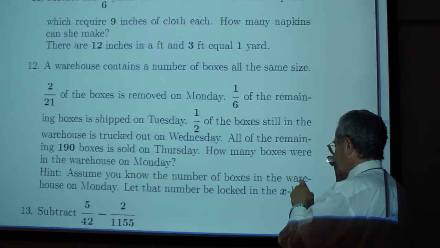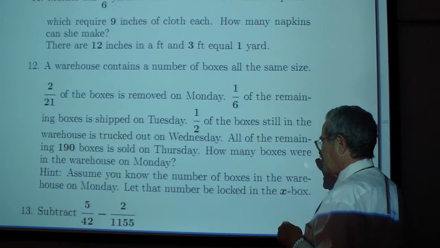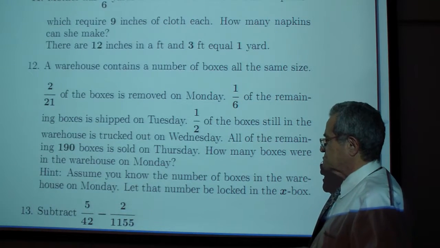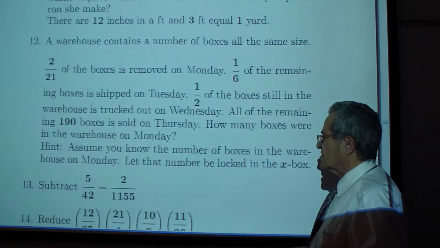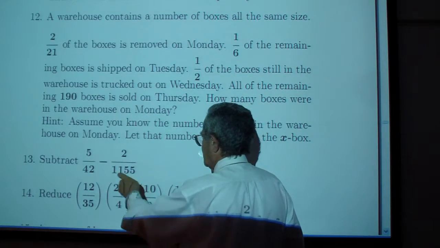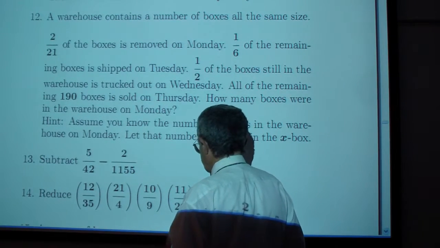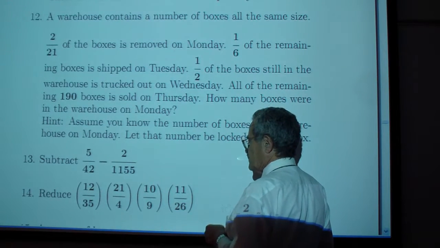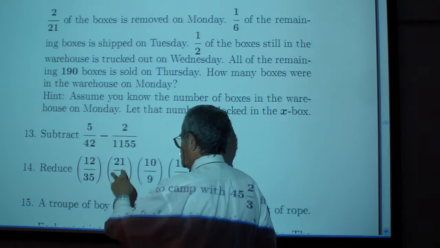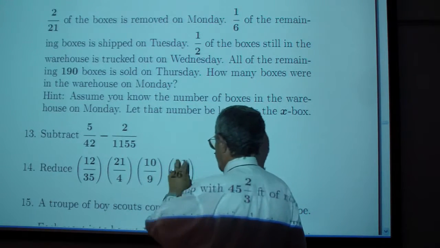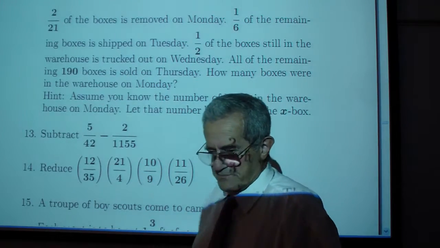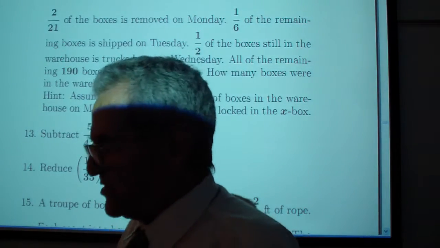Assume that you know the number of boxes in the warehouse on Monday. Let that number be locked in the X box. Subtract 5 over 12 minus 2 over 1,155. Oh, here's another reduction problem. Reduce 12 over 35 times 21 over 4 times 10 over 9 times 11 over 26. Let me go on.